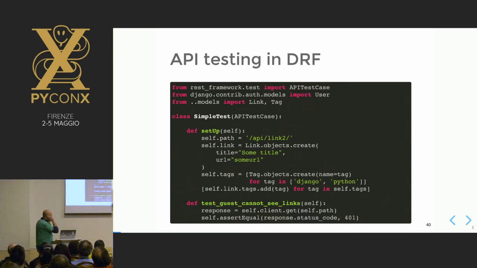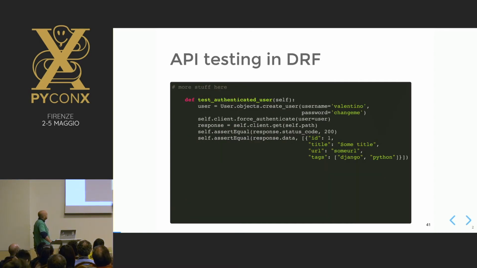Our API test will look like this. Of course, in the setup method, I am just creating my models by hand, but in the real world, you may want to use a factory for generating your models. Anyway, here I'm creating my models, I am declaring some path, and in my first test, I will assert that when the user is not authenticated, the response will contain a 401 status code.